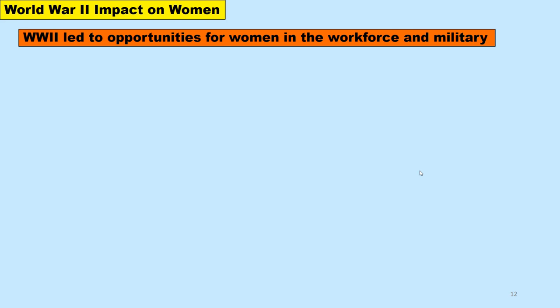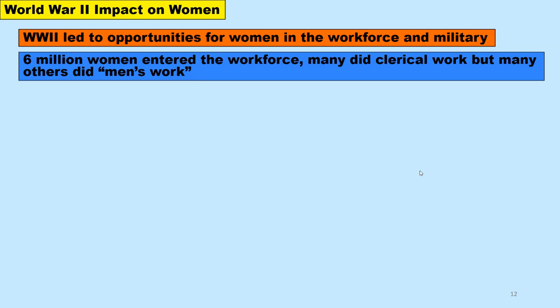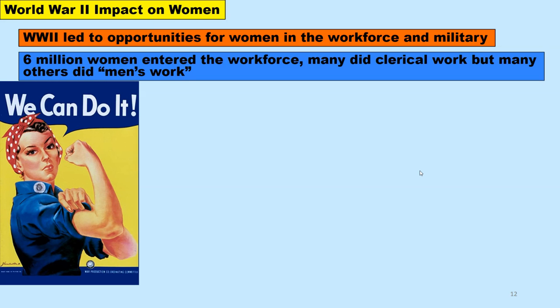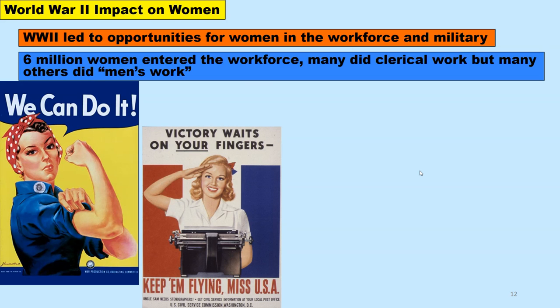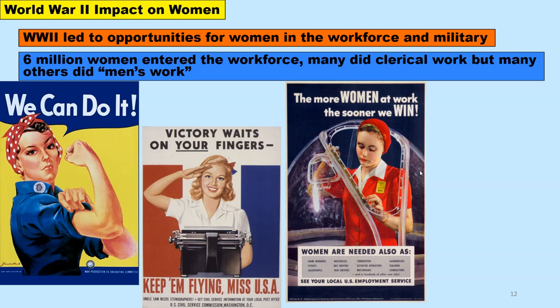Now, the war's impact on women, again, very similar to World War One, but also different. Huge opportunities for women in the workforce and in the military. So in the workforce, they're going to do men's jobs. Industrial work. This is where we get Rosie the Riveter. Six million women are going to enter the workforce. Some of them are going to do clerical work, but some of them are going to work on war machines like this bomber. They're going to work on battleships on the West Coast. They are integral to the war effort.